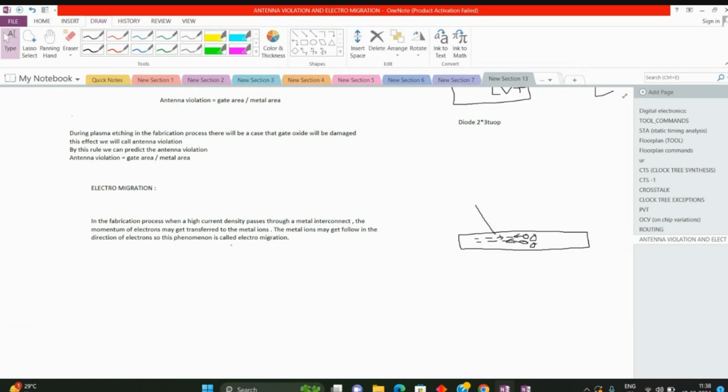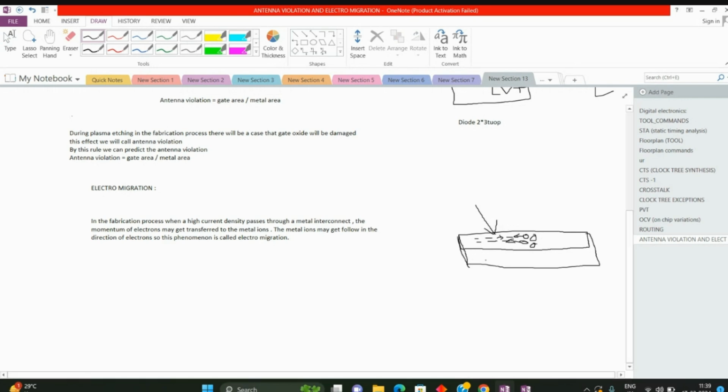So how can we fix this electromigration? There are two ways actually. Either you need to increase the width of the metal layer. If you increase the width of the metal layer, then there will be sufficient area to withstand and bear that high current density. Suppose it is not bearing, that's why this phenomenon is happening. If it can bear, then it will be proper, right? Normally it is doing that work.